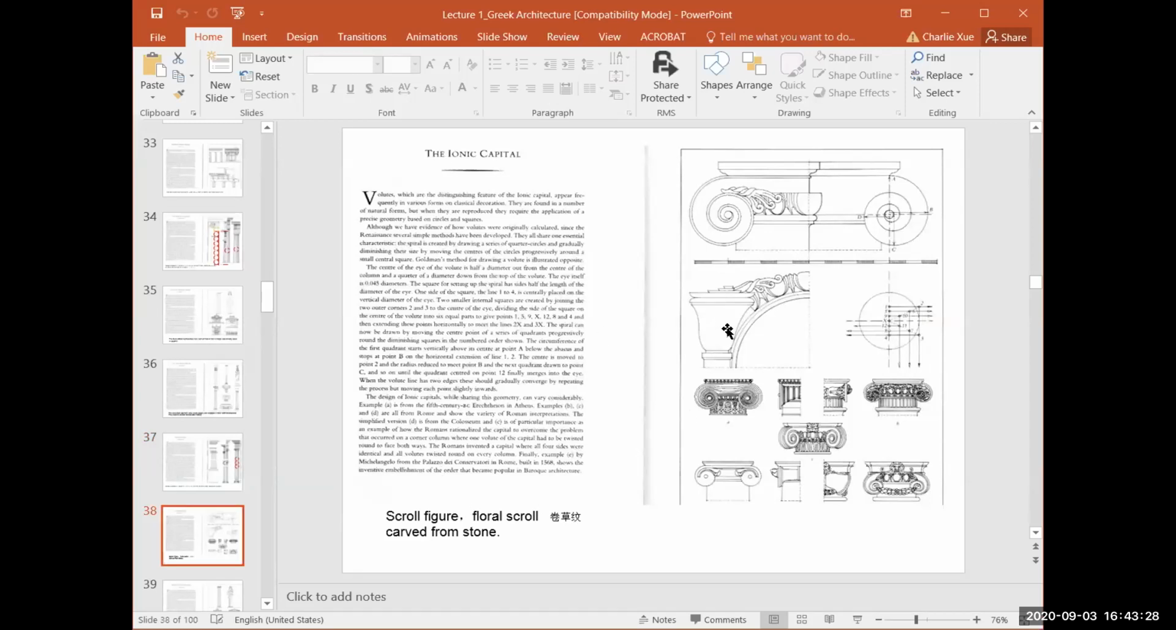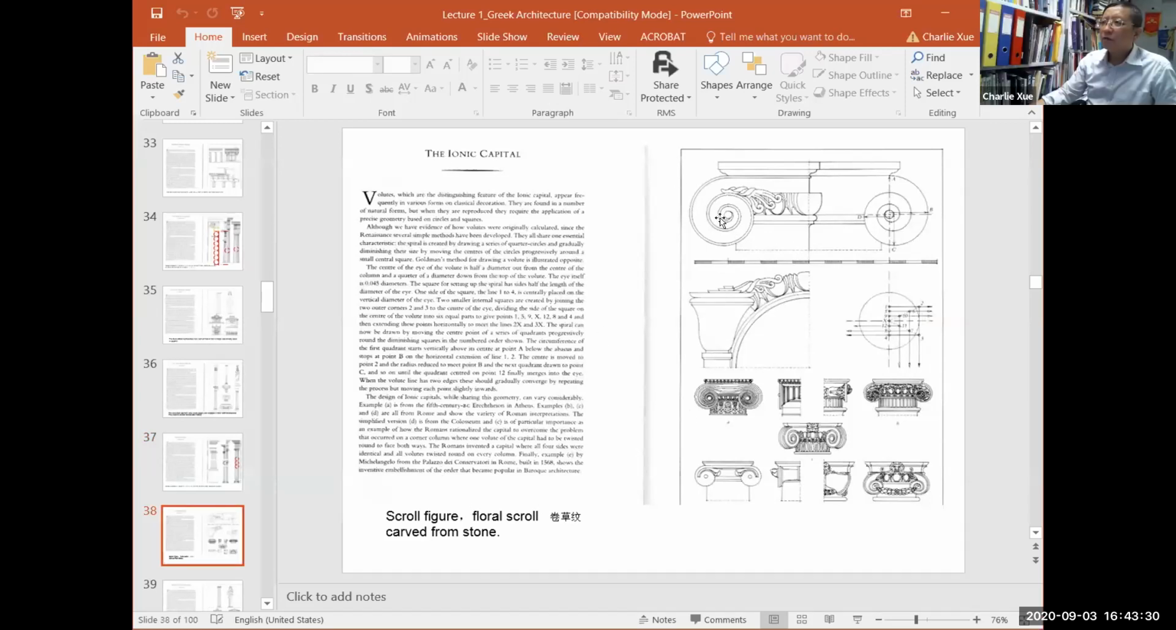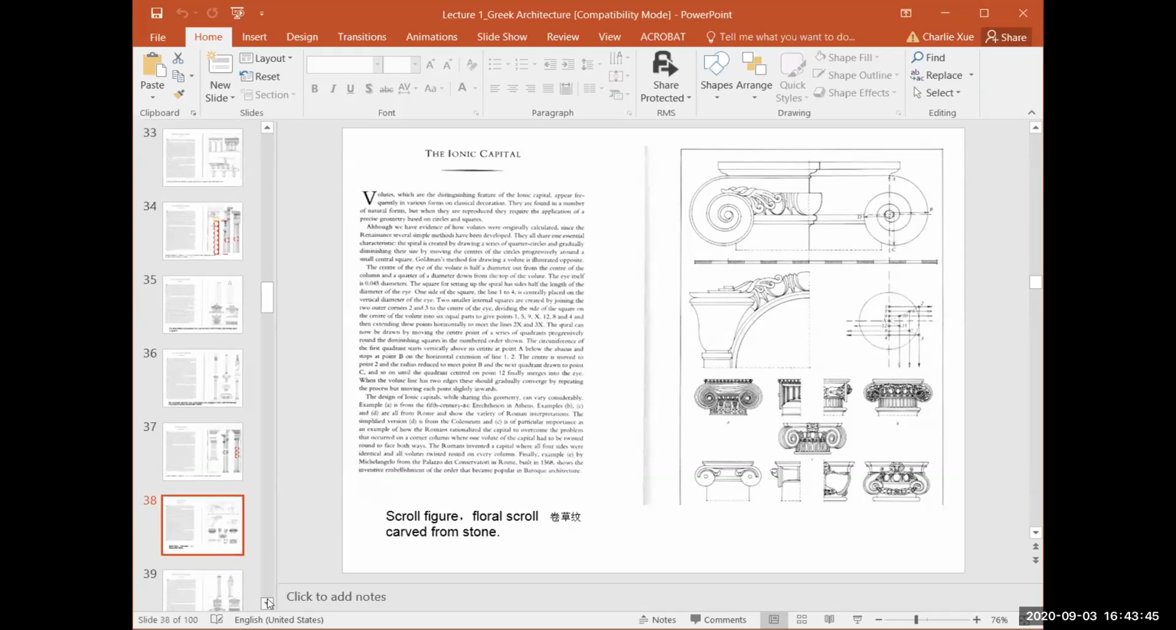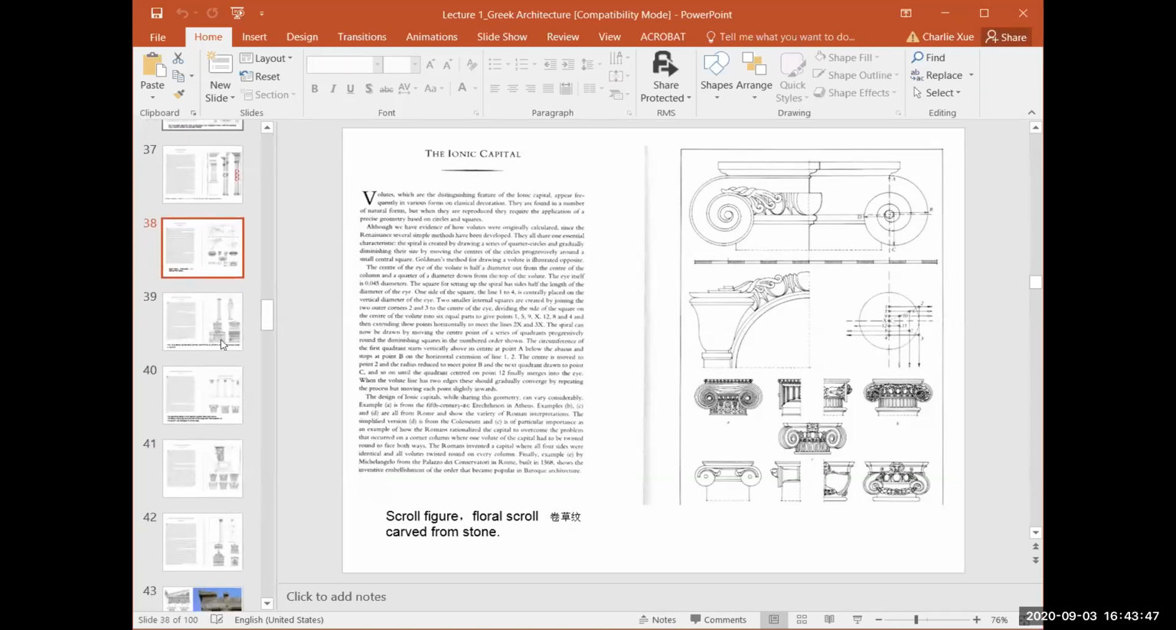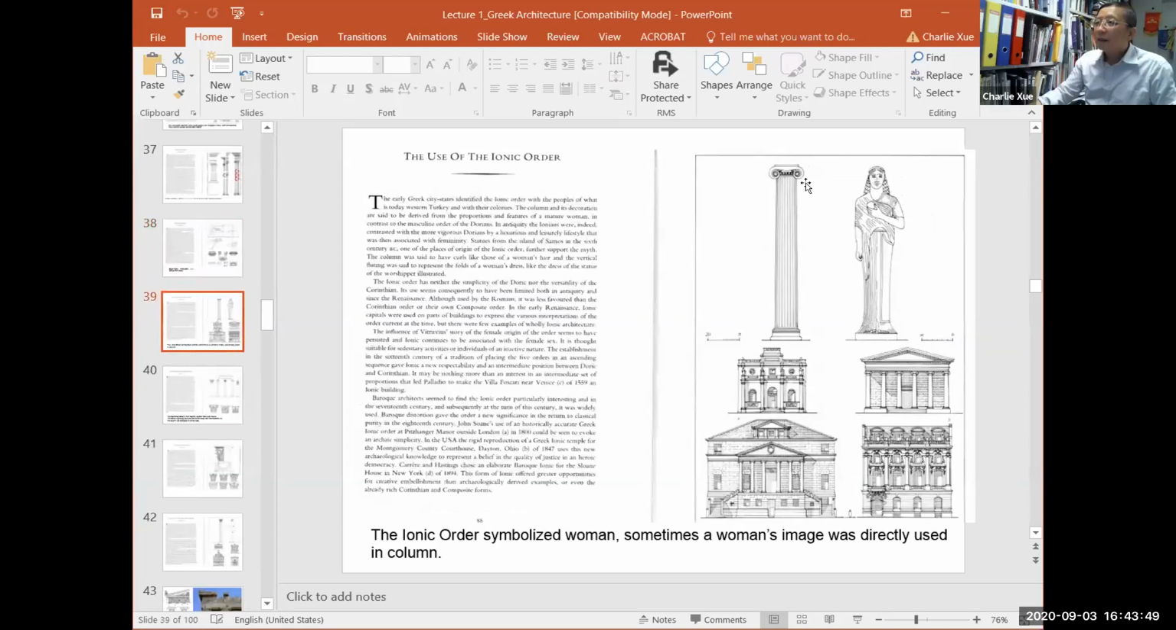So it has a scroll figure, and this scroll figure is made by a mason. The mason used the chisel and the hammer to make that beautiful piece, like a sculpture. Very beautiful. And that is the Ionic columns. Ionic column should be more beautiful than this one. It has the antithesis.